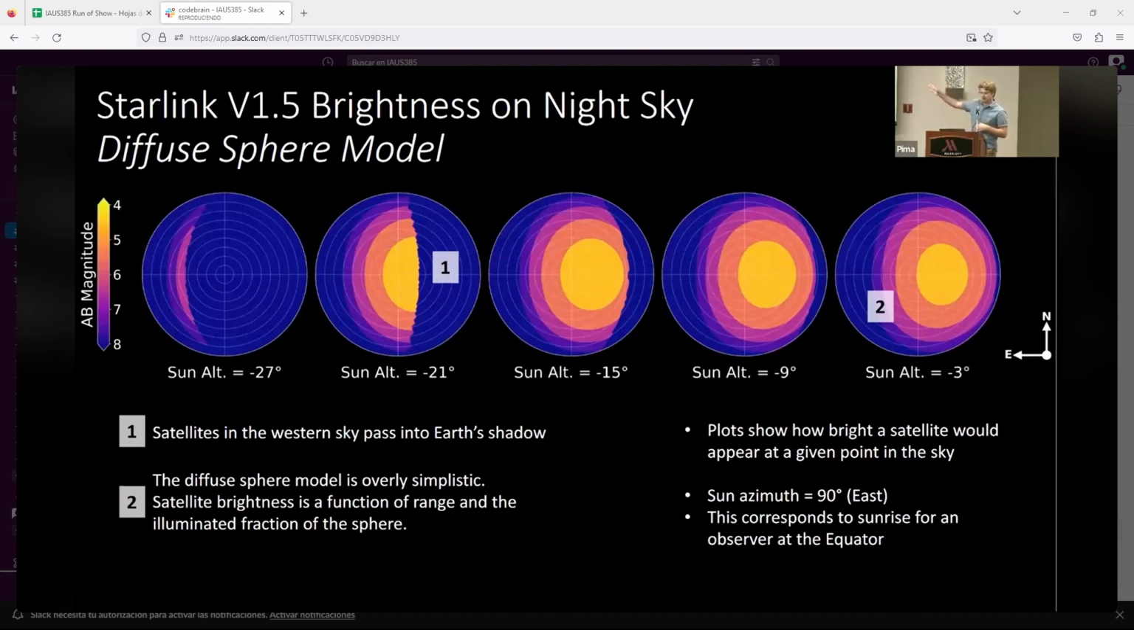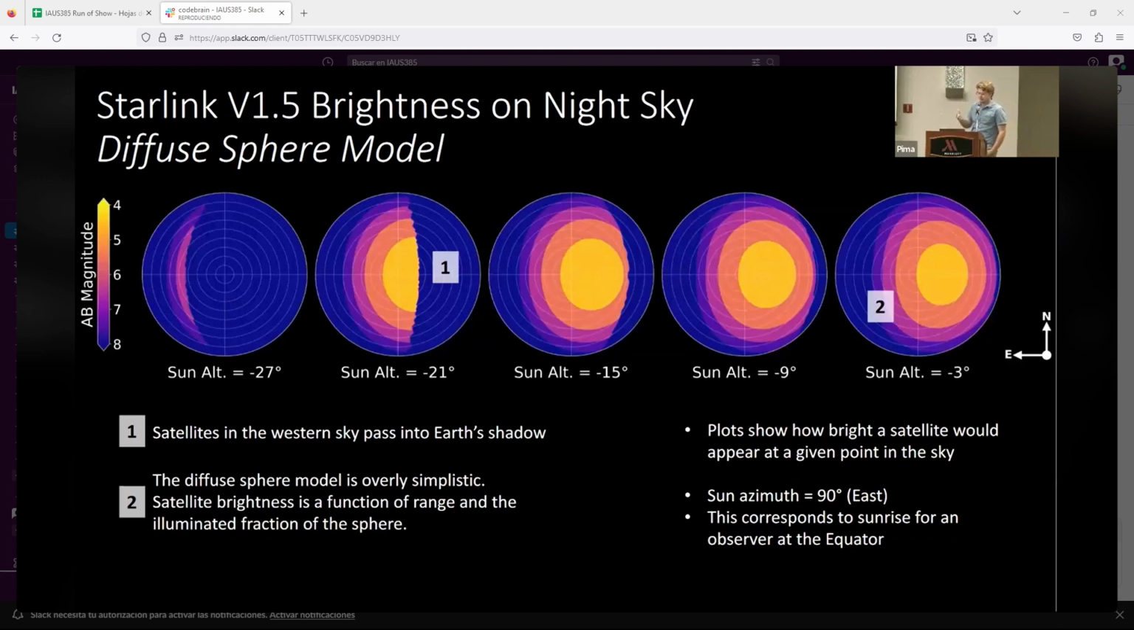So we have the sun altitude increasing from left to right, and we've fixed the sun azimuth at 90 degrees. So you can think of this as what an observer is going to see if they were standing at the equator during sunrise. And the color shows the brightness a satellite would be if it was at that point on the sky. So the center of these plots, that would be straight overhead. And then the top of the plots is going to be the northern horizon. And to the left, you have the eastern horizon.